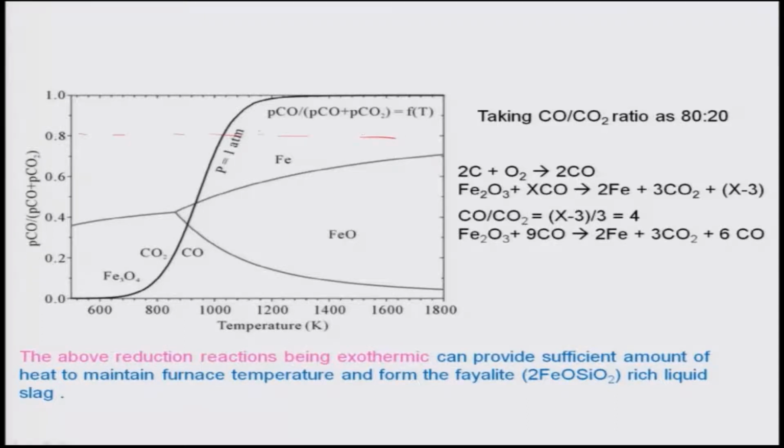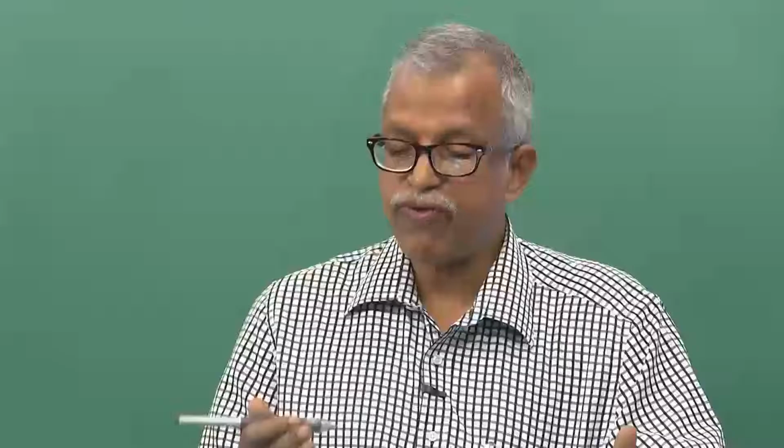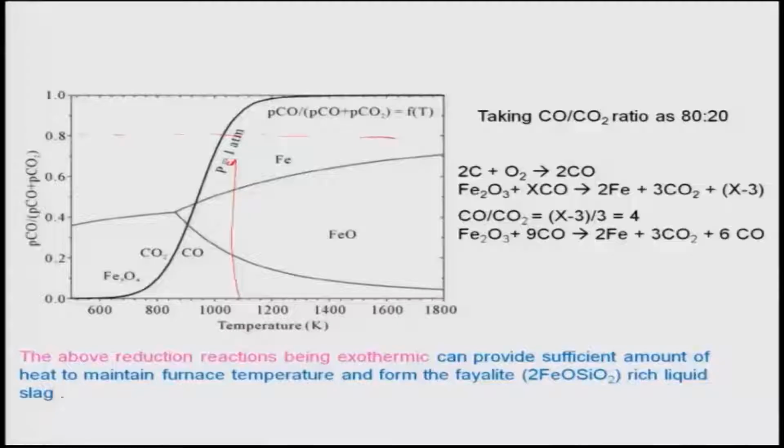So, if you maintain around 1000 to 1200 degrees, you will get the iron very easily, even at atmospheric pressure. That is the good thing, that this furnace is operated at atmospheric pressure. The above reduction being exothermic can provide a sufficient amount of heat to maintain the furnace temperature and form the phyllite rich liquid, that is the slag, which can be removed very easily.